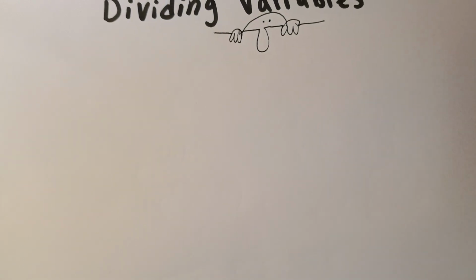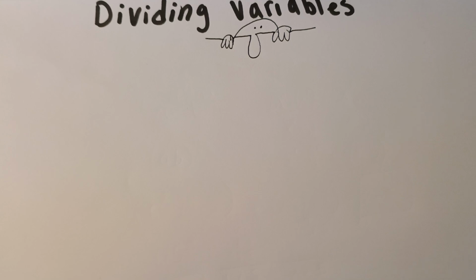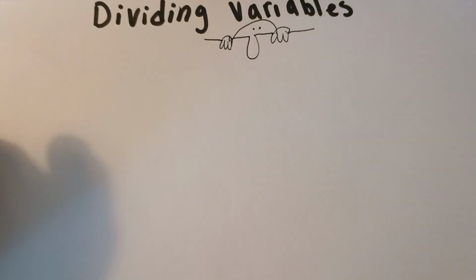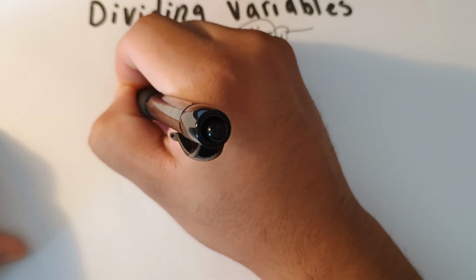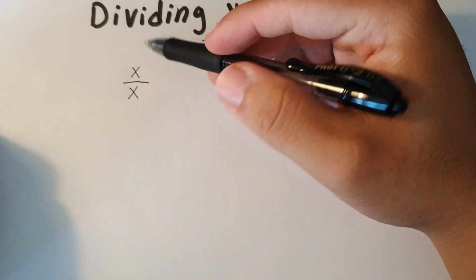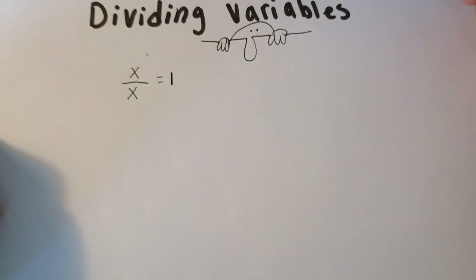Today I'll be talking about dividing variables. So, how to simplify a division of variables, basically. If we had an x divided by an x, this is the same on top, same on bottom, so this should be 1, right? This would just be 1.